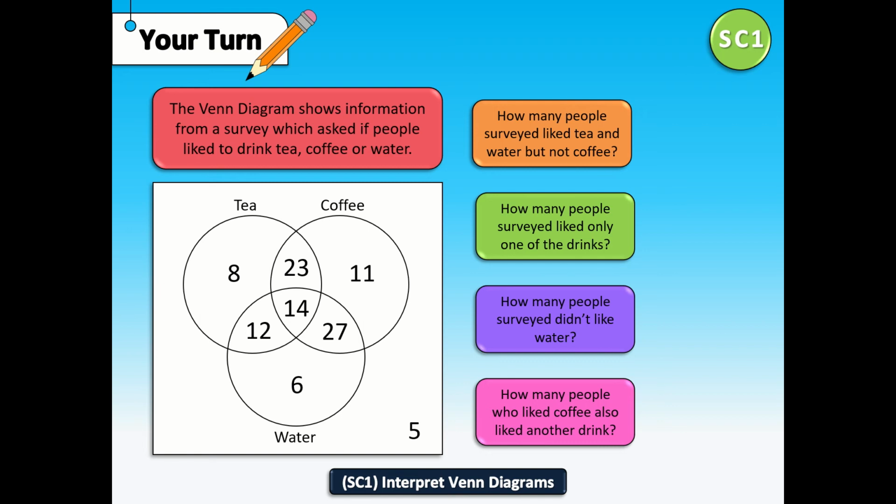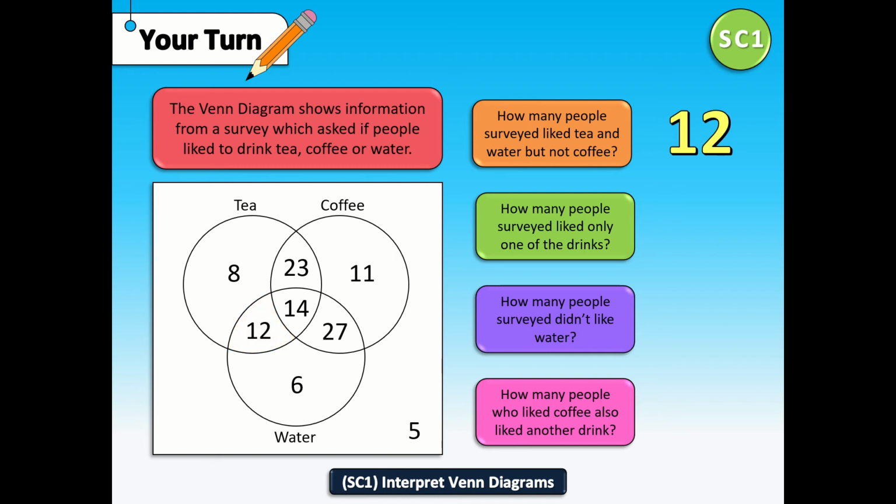So this Venn diagram shows information from a survey which asked people if they liked to drink tea, coffee or water. So how many people surveyed like tea and water but not coffee? So that's where the tea and water overlap but without the coffee. So that's 12.